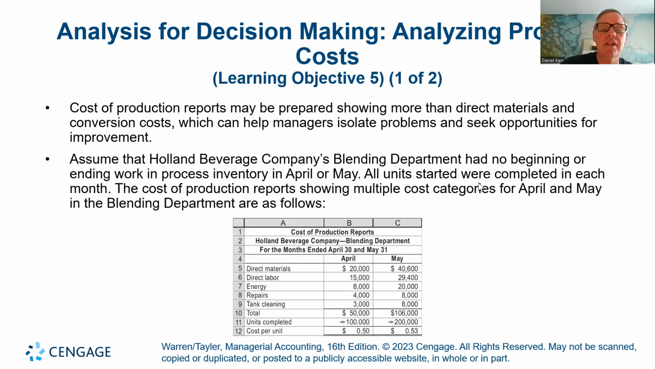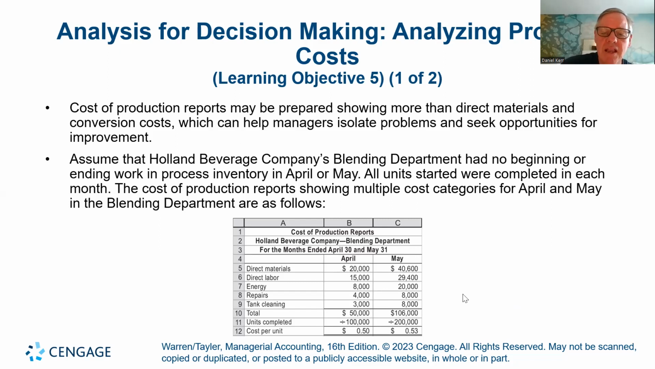All right, just the last one here quickly on Learning Objective 5, analysis for decision making, analyzing total process costs. We're looking at the cost of production report for April, and we're looking at the cost of production for May. Notice that in May, we made 200,000 units. So we actually made more units. When we consider the material, the labor, the energy, repairs, tank cleaning, those all sound like overhead to me. Total costs for April were $50,000, and we made 100,000 units. Those were the units completed. So we got 50 cents cost per equivalent unit.